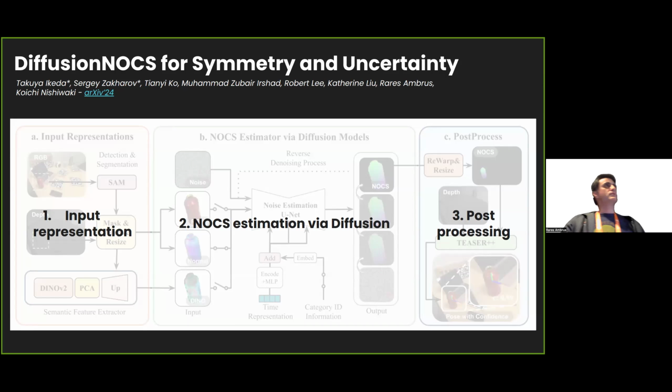And so to get around this issue, we designed a method, Diffusion NOCS, which we just recently put on arXiv, which handles symmetries and uncertainties by design. And we're interested in handling a large number of objects, again, from known categories. And we want to generalize to any real world domain. So we also release a generalization benchmark as part of this paper.